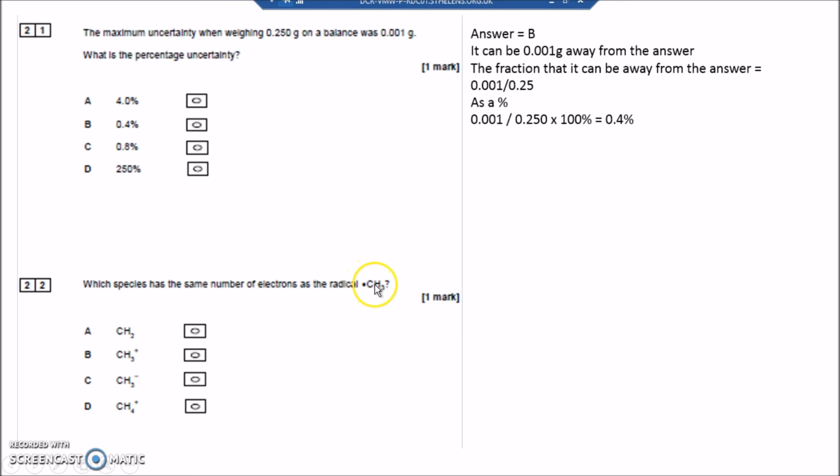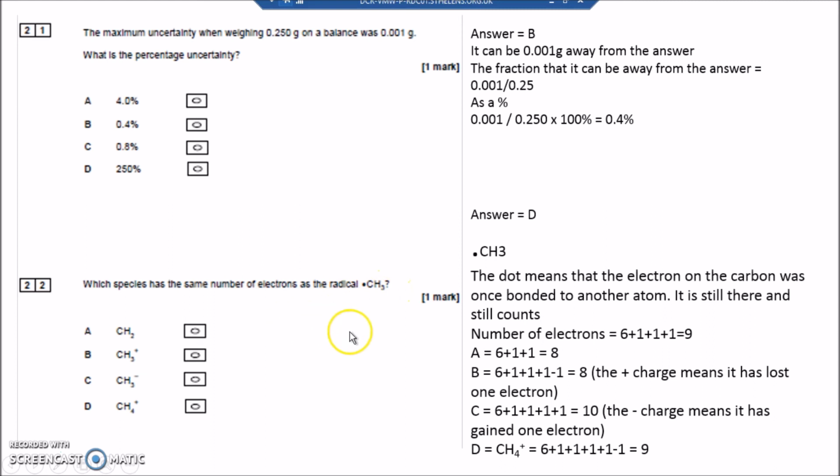So that's got 6, and the hydrogens have got 1 electron each, 7, 8, 9. So in there, there's 6 on the carbon, and there's 1 from each of the 3 hydrogens, because a hydrogen has got 1 electron. 6 on the carbon, because carbon's got an atomic number of 6, and that 1 unbonded electron is part of those 6, and 3 from the hydrogens makes 9. Now we need to check what the others have got. Which other ones have got 6 plus 1 plus 1? I've got 9 electrons in there.